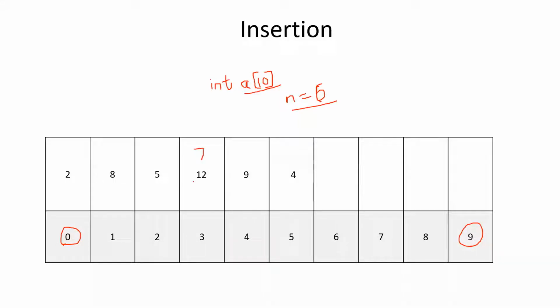What is the logic which we will be using? Can anyone tell me? Janani, can you tell me? I want to insert number 7 over here. So what will you be doing? Existing numbers should be there, but I want to insert after 5, it should be 7. Then it should be 12, 9, 4. What will be the logic which we will be using?